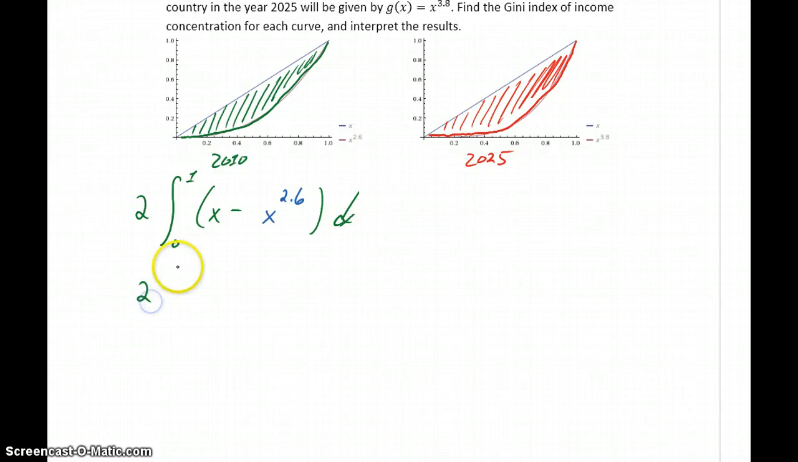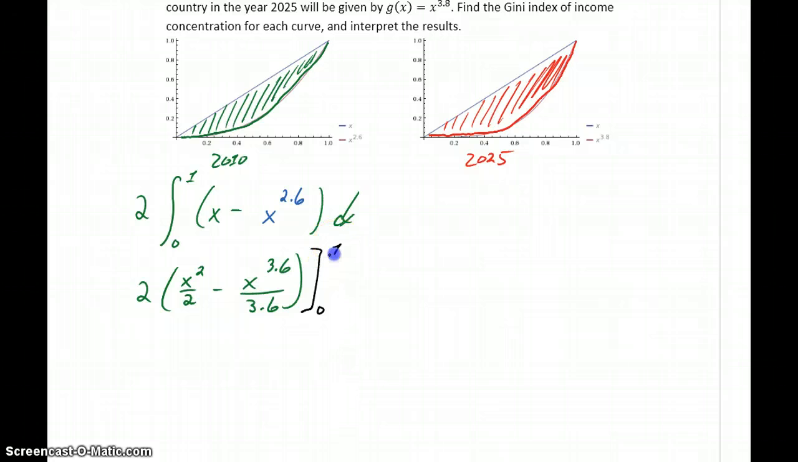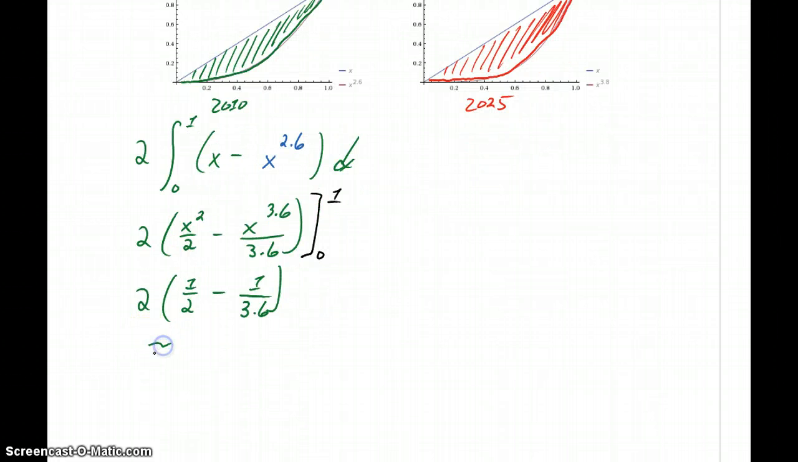So this will be 2 times x squared over 2 minus x to the 3.6 over 3.6. And then we'll be evaluating this from 0 to 1. So this expression evaluated at 0 is just going to be 0. So we really only need to worry about evaluating this at 1, which is going to be 2 times 1/2 minus 1 over 3.6, or approximately 0.4444, depending on how far we round that result.